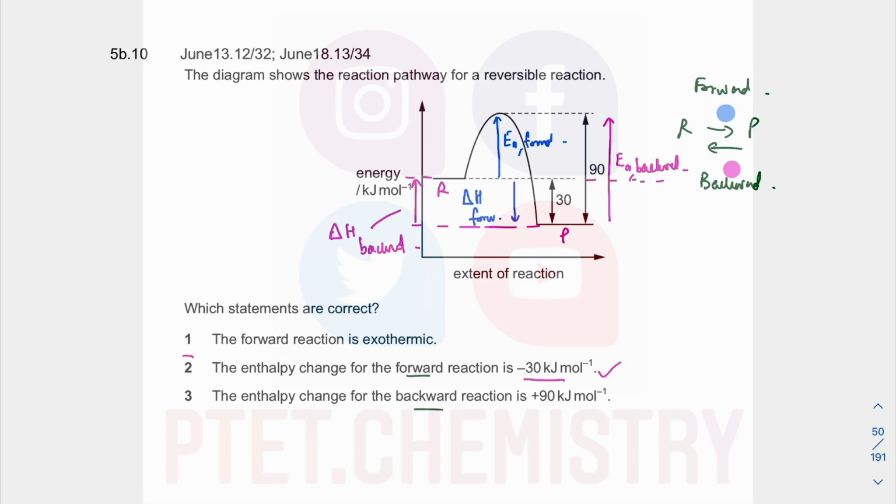Okay, so enthalpy change for the forward reaction, as I mentioned, is going downward, so it's minus 30. That is correct. Forward minus 30. Forward reaction is exothermic, yes, because going from reactant to product, your product have lesser energy than the reactants. Your enthalpy change goes downward. And then for the backward reaction, enthalpy change for backward reaction is from here to here, so that is just plus 30 and it's not plus 90. Okay, so that is wrong. It should be plus 30.